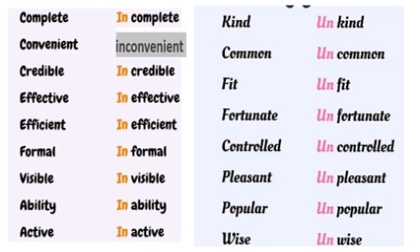Some of the words that take prefix to form opposites include, can you call them with me? Complete, incomplete. Convenient, inconvenient. Credible, incredible. Effective, ineffective. Efficient, inefficient. Formal, informal. Visible, invisible. Ability, inability. Active, inactive. Kind, unkind. Common, uncommon. Fit, unfit. Fortunate, unfortunate. Controlled, uncontrolled. Pleasant, unpleasant. Popular, unpopular. Wise, unwise.